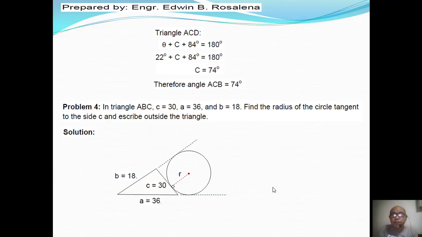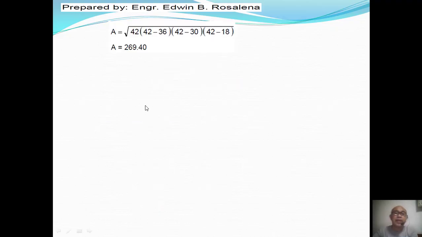But first, we will solve for the area using Heron's. So, S is the semi-perimeter. The sum of the three sides divided by 2. So, S is equal to 42. Then we can solve for the area of the triangle using Heron's formula. So, by substitution, that is 269.4.